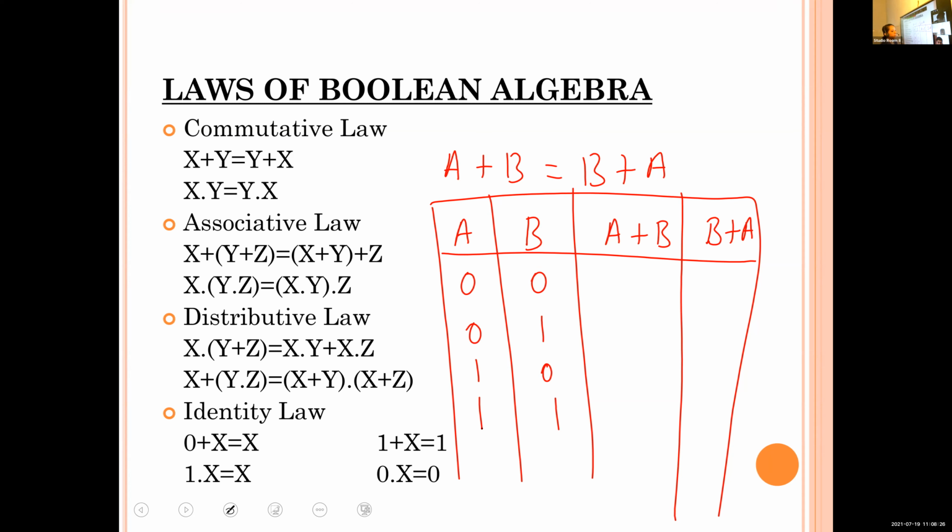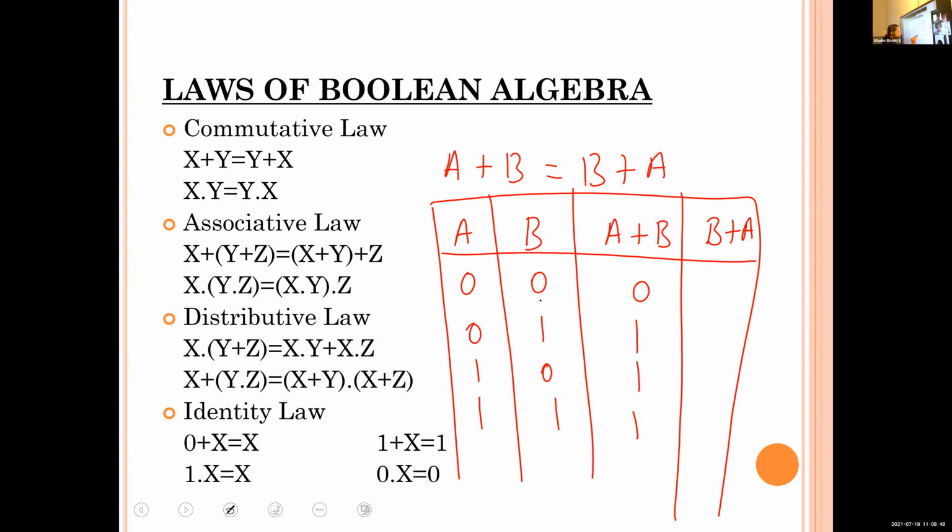Then what is a plus b? A plus b it is, Rahul. What is a plus b? 0 plus 0 is 0. Then 0 plus 1? 1. Then 1 plus 0? 1. Then what is 1 plus 1? 1. Okay. Then what is b plus a?